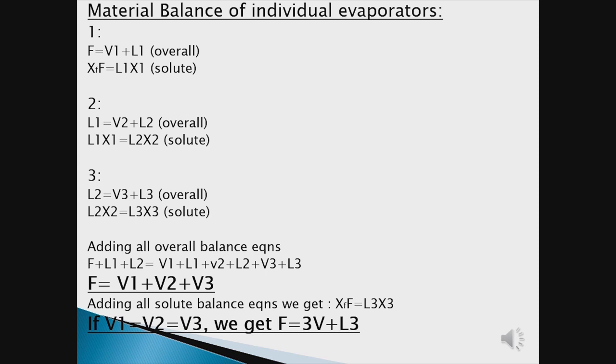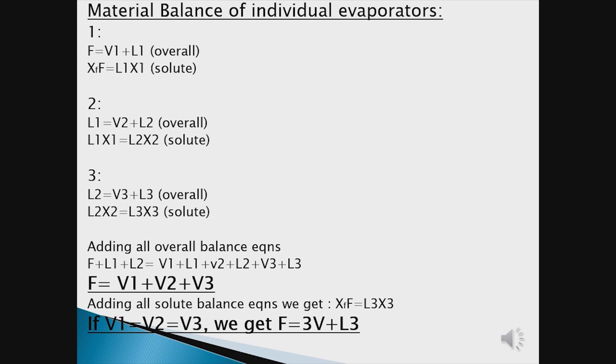Just don't assume that for all triple effect evaporators, V1 is equal to V2 equal to V3. Unless stated, V1 is different from V2, which is different from V3. If it is stated that V1 equal to V2 equal to V3, we can write F equal to 3V plus L3.